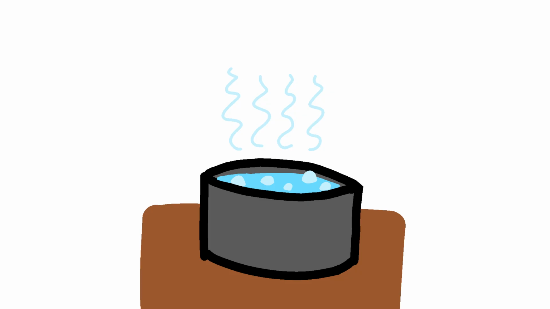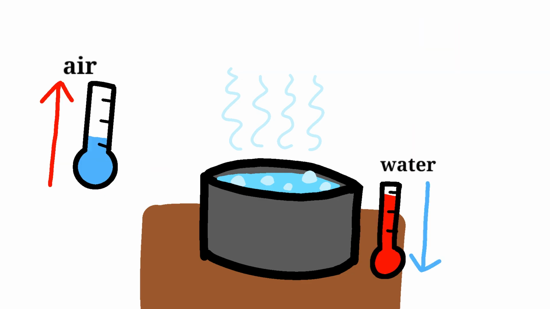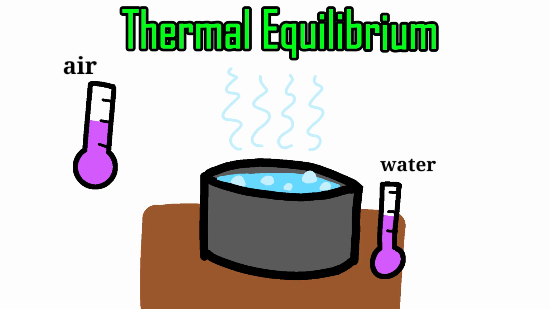So now that we know the difference between heat and temperature, I'm going to pose a hypothetical question. Let's say you have a pot of boiling water that you just took off the stove, and you leave it in the kitchen at room temperature. What's going to happen to the temperature of both the room and the water? Well, you probably know that the water's going to get colder, and the air around it is going to get warmer, until both of them reach roughly the same temperature. This concept of heat exchange is called thermal equilibrium.